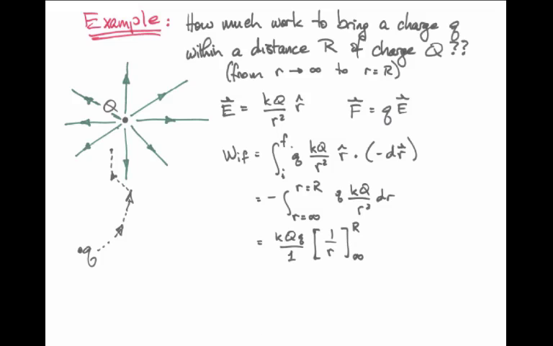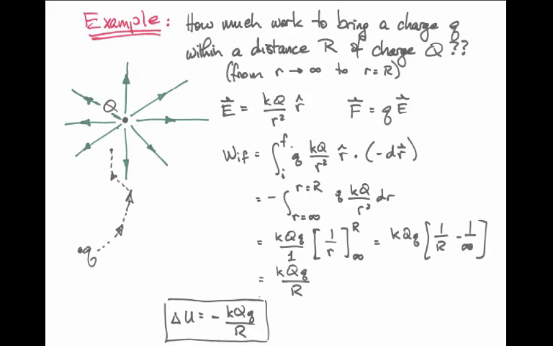If we evaluate that indefinite integral, 1 over r squared integrates to 1 over r, and we're evaluating that integral at the limits of integration from capital R down to infinity. This equals k times the product of the two charges times 1 over capital R minus 1 over infinity. And since infinity is infinitely large, that second term is 0. The work to be done then is k times big Q times little q over capital R.